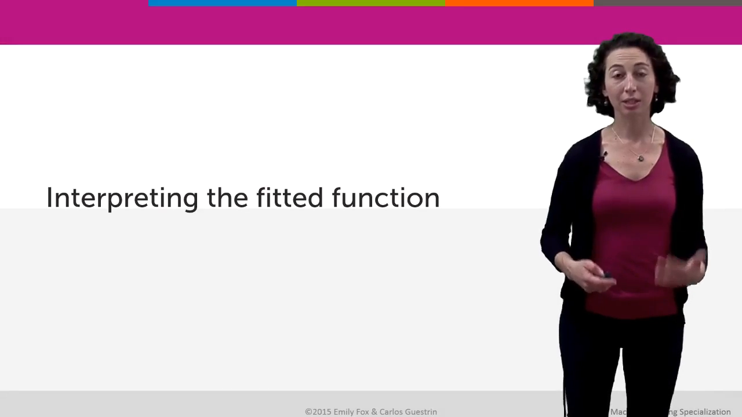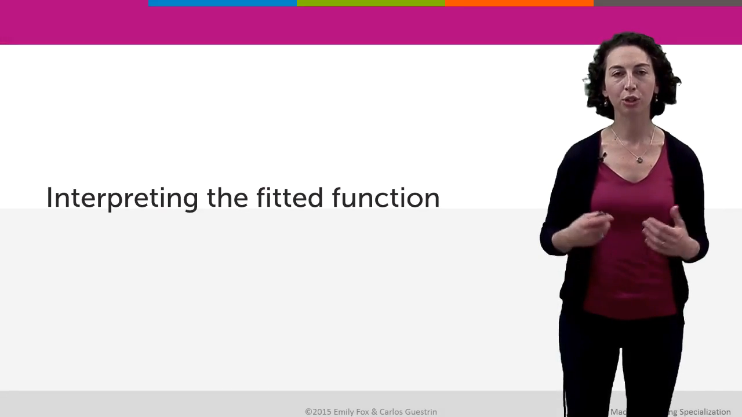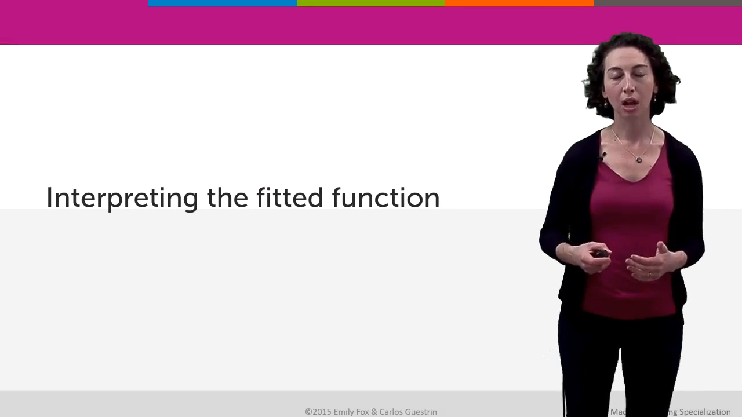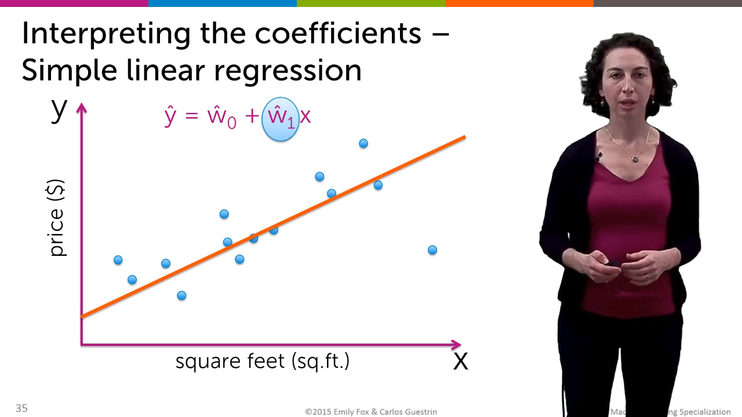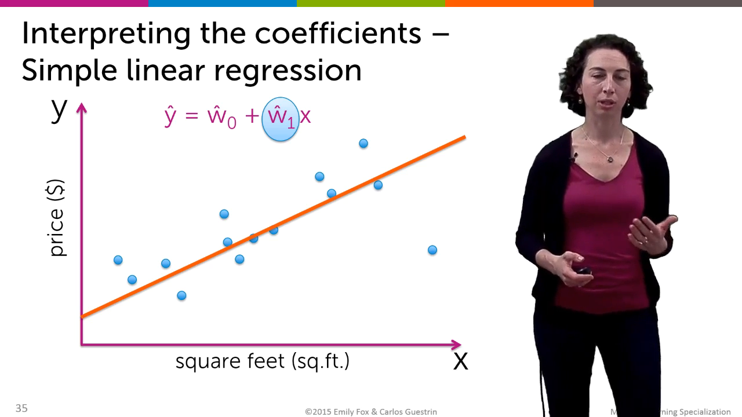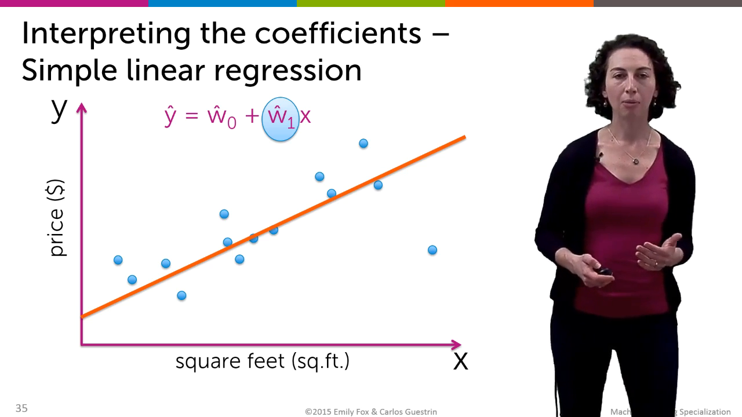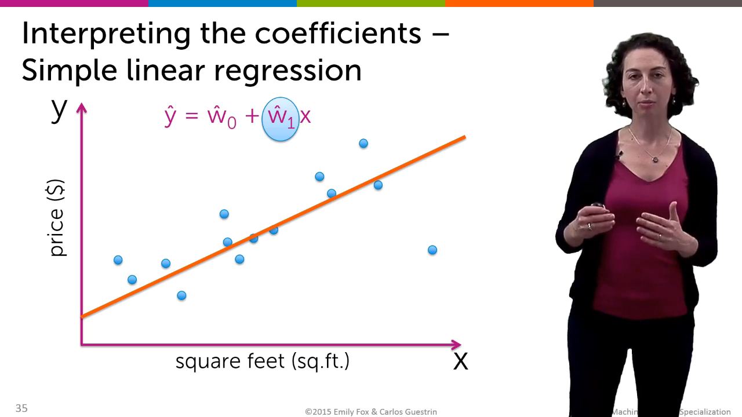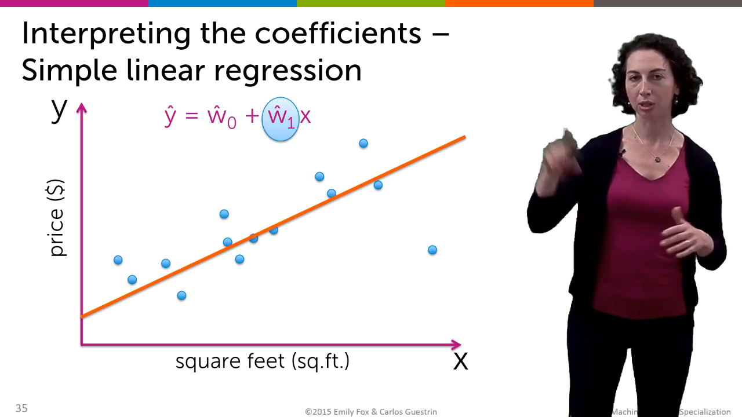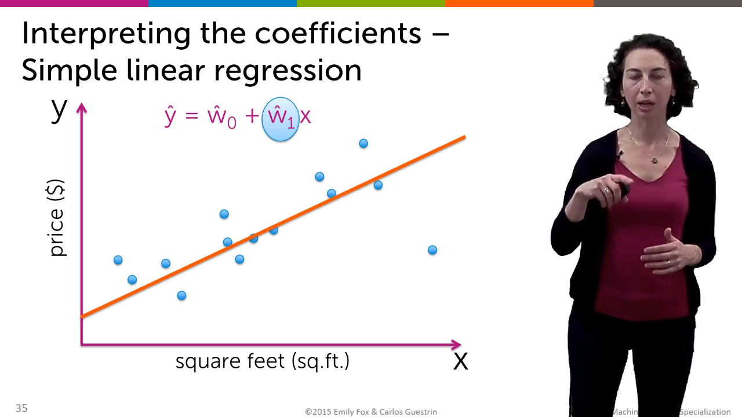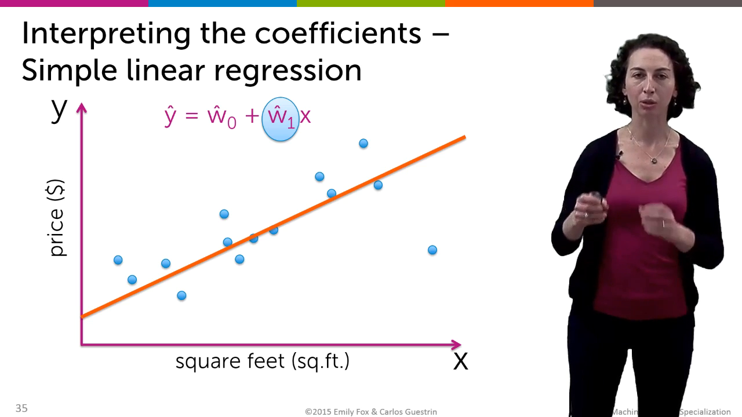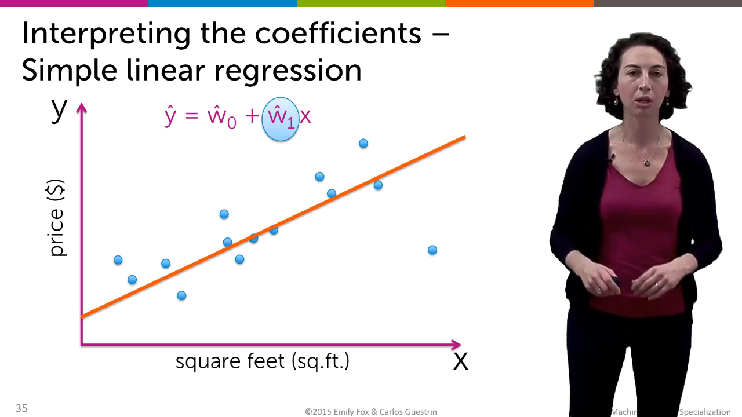So just like we did in simple linear regression, we can think about interpreting the coefficients of our fitted function. But first, let's remember what we did for the simple linear regression model, where when we looked at our estimated function, our fitted function, it was just some fitted line. We had a w hat 0 and a w hat 1.